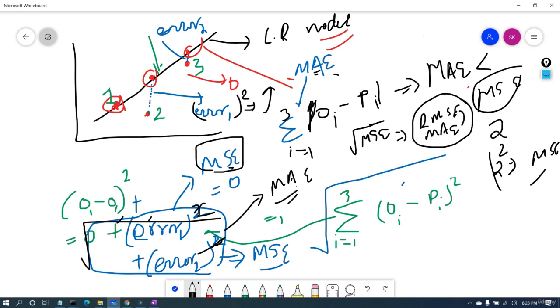MAE and RMSE will be equal only in one instance, whenever there is evenly distributed error. Other than that, RMSE will always be greater than MAE. So that is the reason we use RMSE to check whether our model has predicted correctly or not. So this is all about RMSE, MAE and MSE. In the upcoming lecture we are going to talk about R square, and we are going to close the chapter of regression. So see you in the next one.